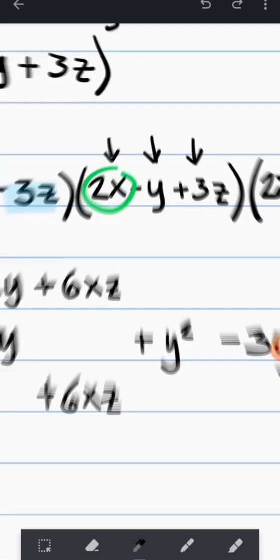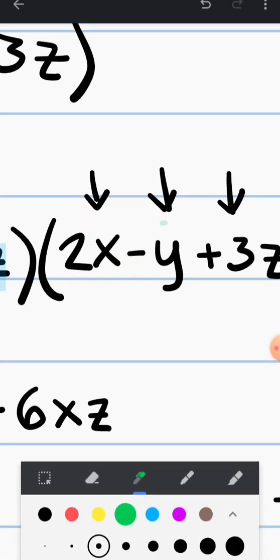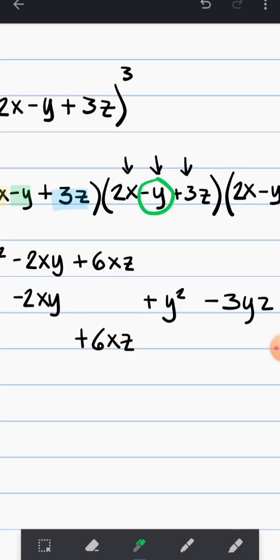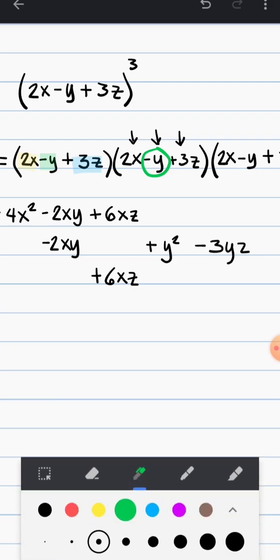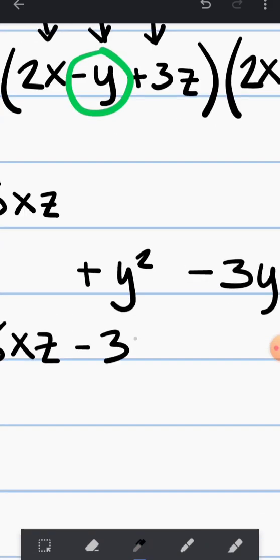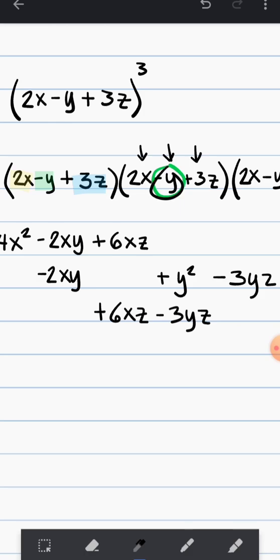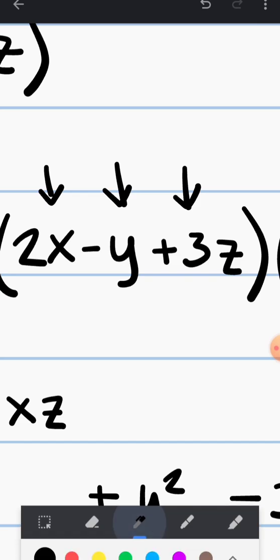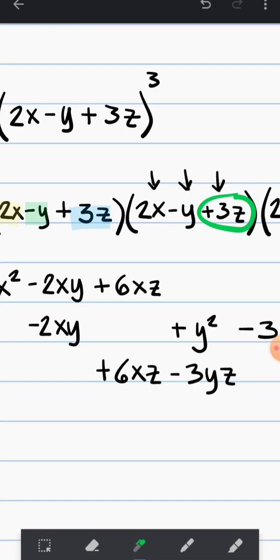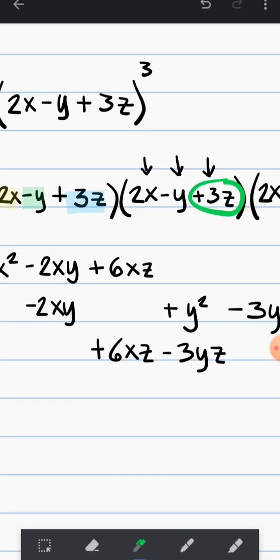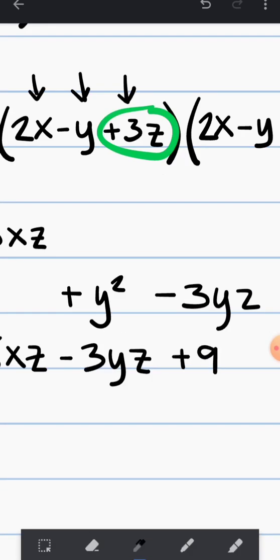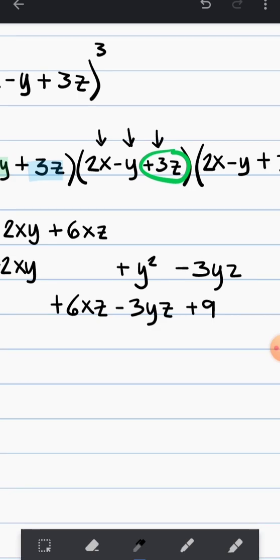And then next is this negative y. 3z times negative y is negative 3yz. There's no yz yet, so we'll just write it here, negative 3yz. And the next is 3z. So 3z times 3z, multiplying the coefficients, 3 times 3 is equal to 9. And then z times z, again, that's just z squared. So 3z times 3z is 9z squared.